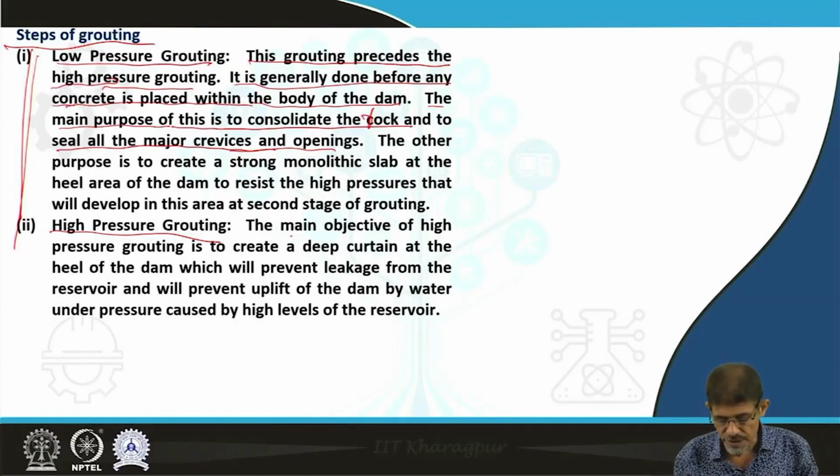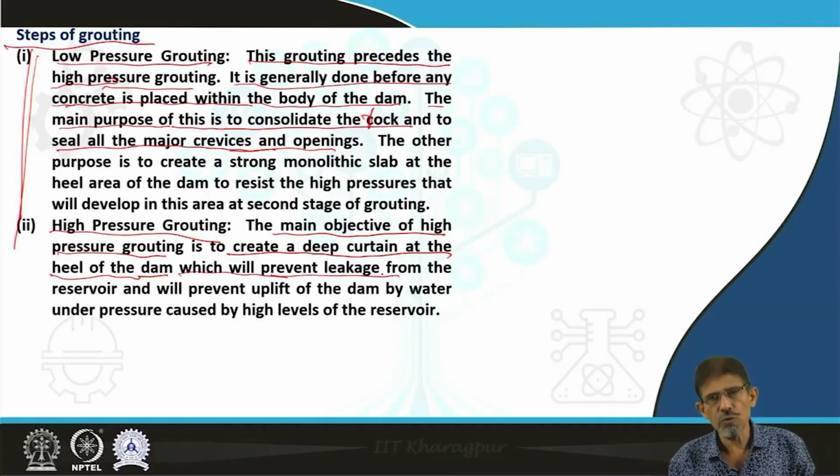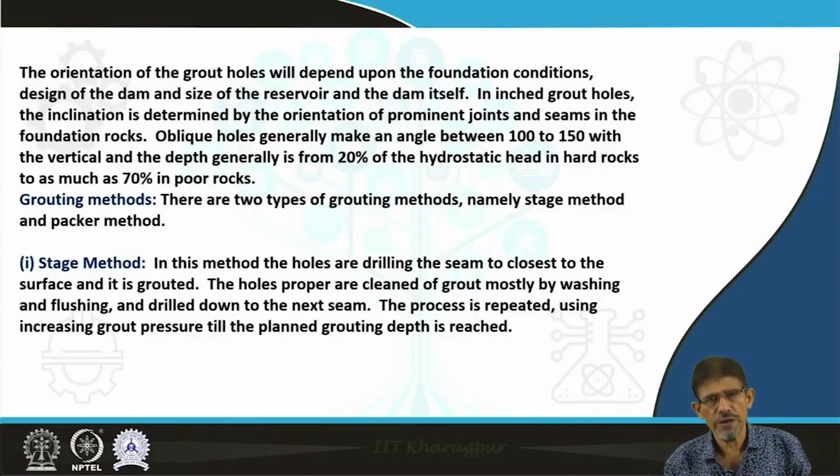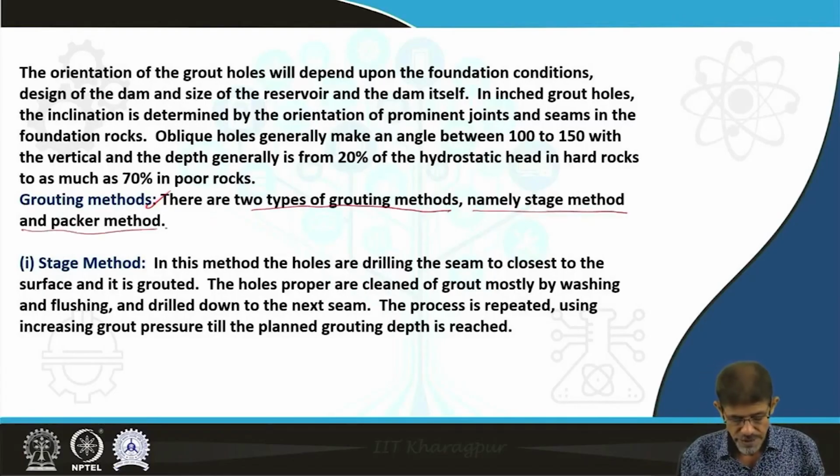Then high pressure grouting. The main objective of high pressure grouting is to create a deep curtain at the heel of the dam, as an example, in rock strata. The case is a dam in which we are going to stop the leakage. The grouting is performed in stages. There are two types of grouting methods, namely the stage method and the packer method.